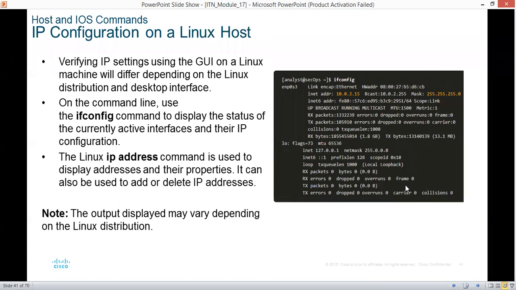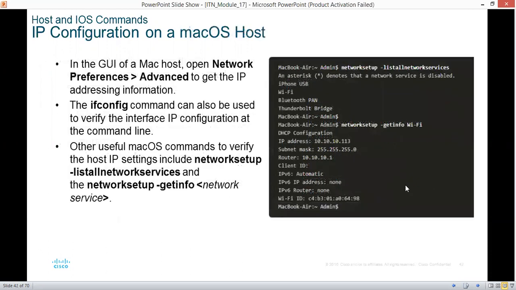And then ipconfig on a Linux host. You can use this command, ifconfig, on Linux to be able to configure IP on the Linux system. And then ifconfig on Mac, you can use it under the network preference and advanced, you can go and use ifconfig.